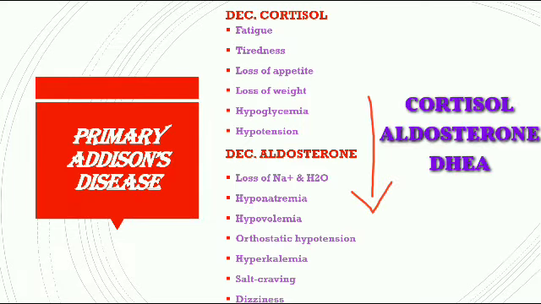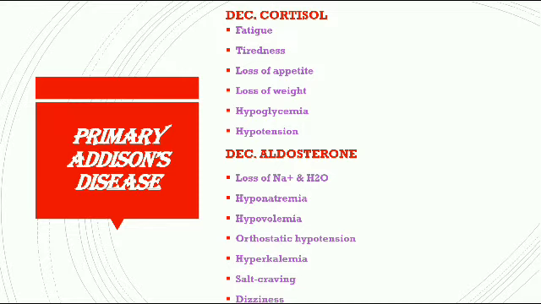Okay. Now we know that in primary Addison's disease, there is a decrease in the concentration of all three cortex hormones, that is cortisol, aldosterone and DHEA. So one by one we will study all these hormones. If there is a decreased cortisol level, what will it lead to? It will lead to fatigue, tiredness, loss of appetite, hence loss of weight. Then of course if cortisol is decreasing, there will be hypoglycemia as well as hypotension.